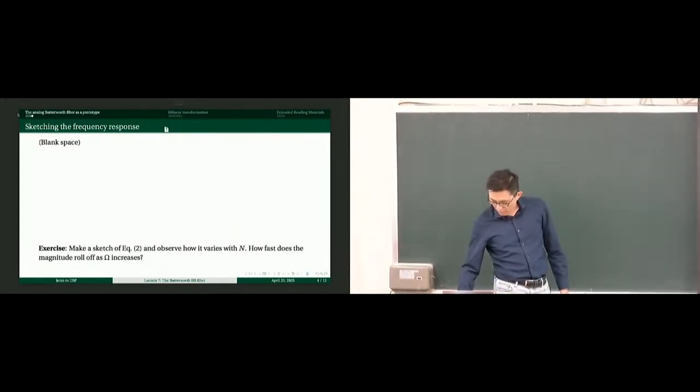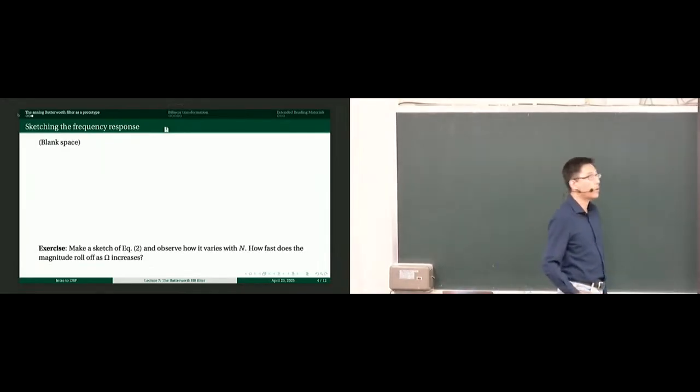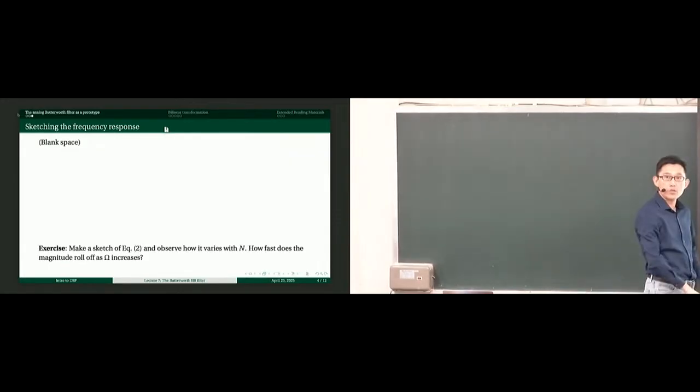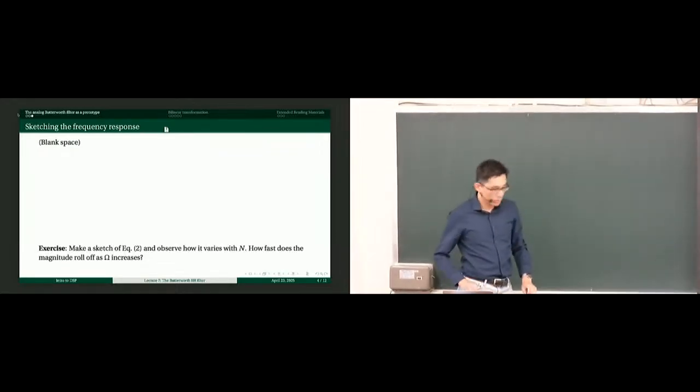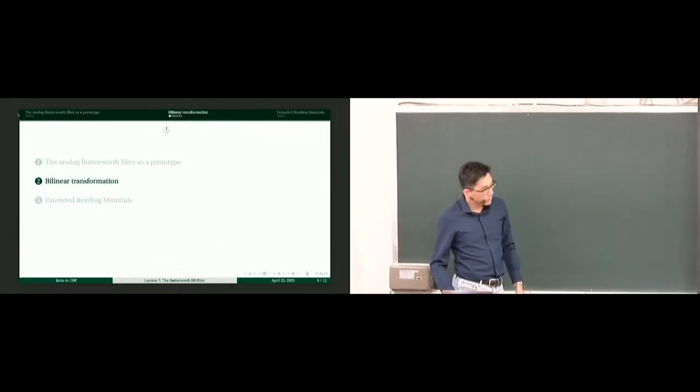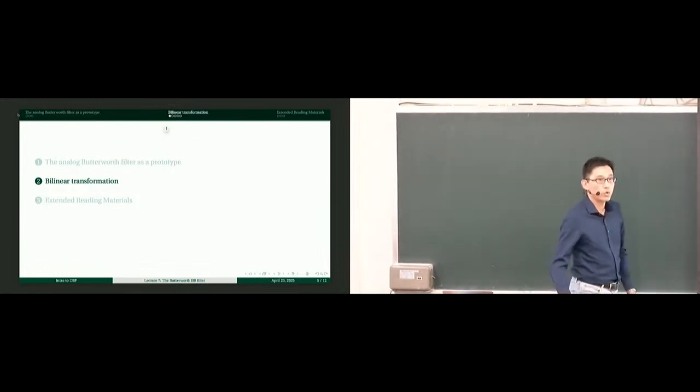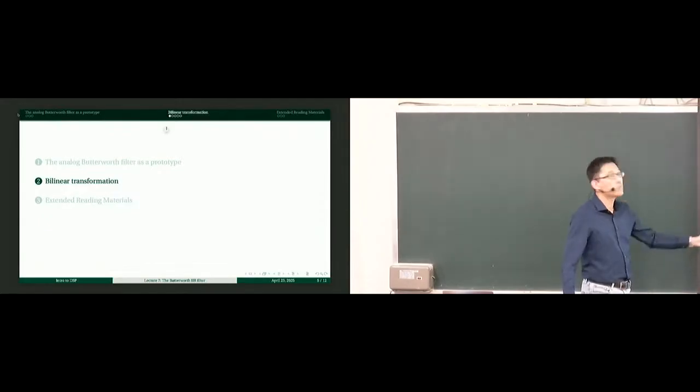We have made sketches of how the response varies as n increases. With the same corner frequency, when n increases, you get a narrower transition. The gain drops from 1 to 0 more rapidly. So now we've done that sketch, and now the question is, how do we make use of this prototype and transform it so that we have a digital filter? How to go from analog to digital? And the answer is using bilinear transformation.